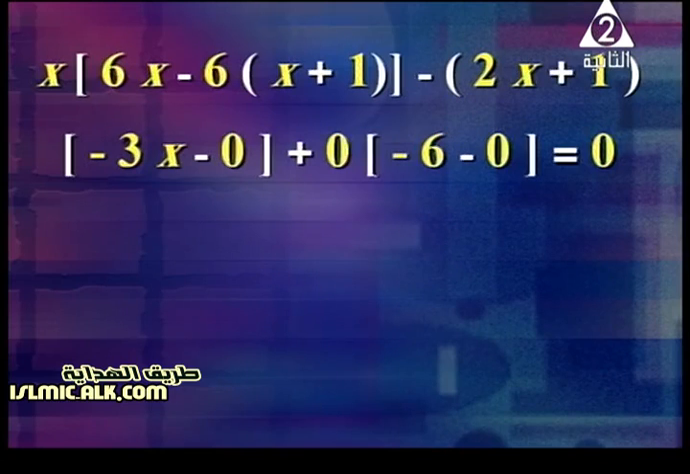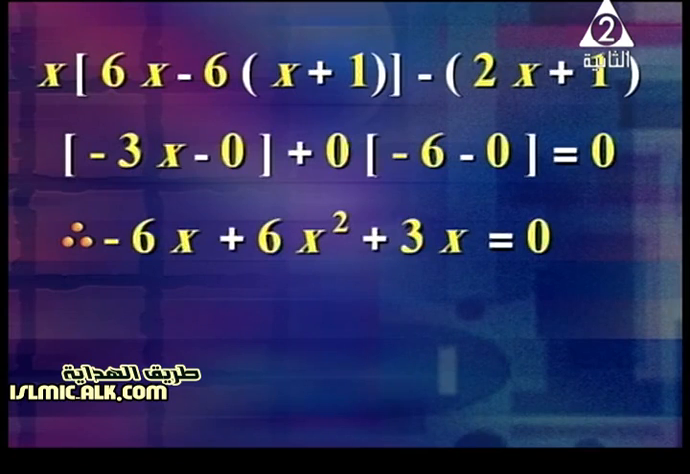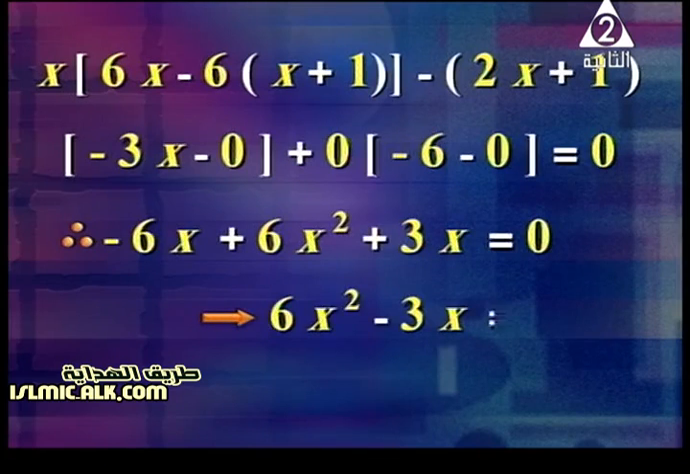We multiply first x by the bracket that contains 6x minus 6, multiplied by x plus 1, and the negative 1 multiplied by 2x plus 1 minus 3x, negative 0 plus 0. The answer is equal to 0. Then we find the equation negative 6x plus 6x power 2 plus 3x equals 0 by taking like terms. Then the equation becomes 6x power 2 minus 3x equals 0.